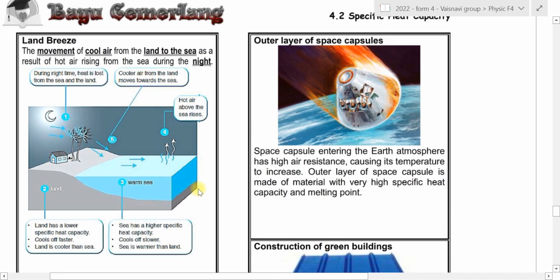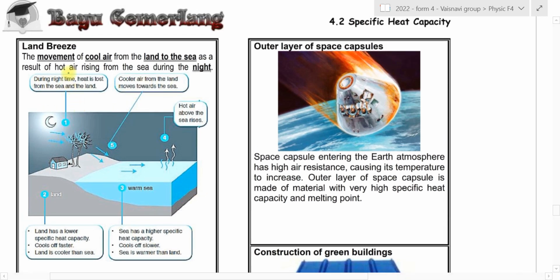Okay, land breeze. Land breeze daripada darat. The movement of cool air from the land to the sea. As a result, hot air rising from the sea during the night. Okay. Why like that? Okay, let's see. During the night time, heat is lost from the sea and the land. Dua-dua pun kehilangan haba.